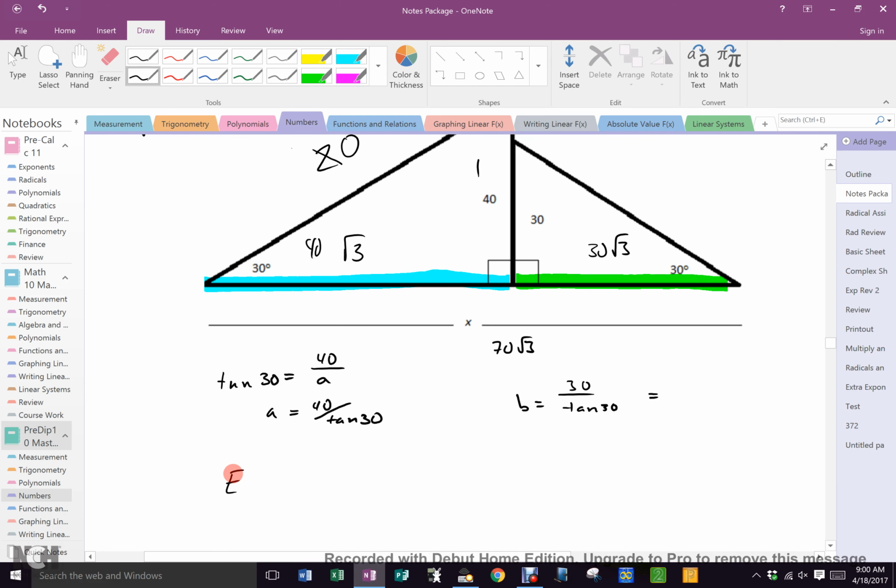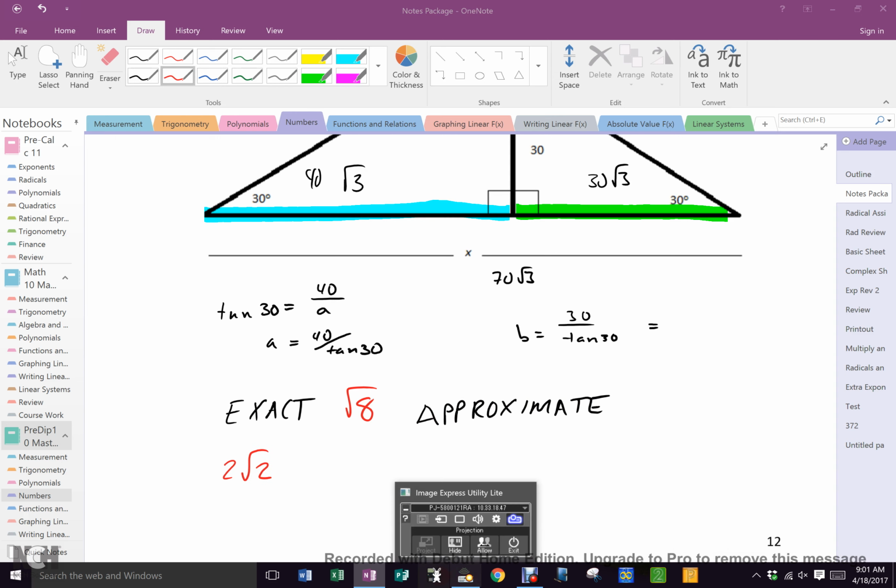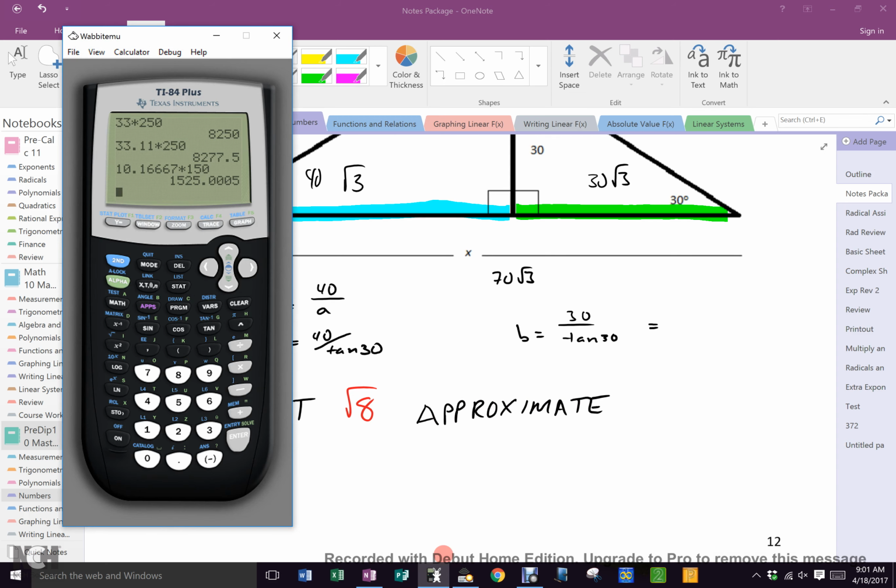I need you guys to be aware of the difference between exact and approximate. Okay? I'm going to put something in the middle here, root 8. Exactly, 2 root 2. Approximately, root 8 is 2.828427125.